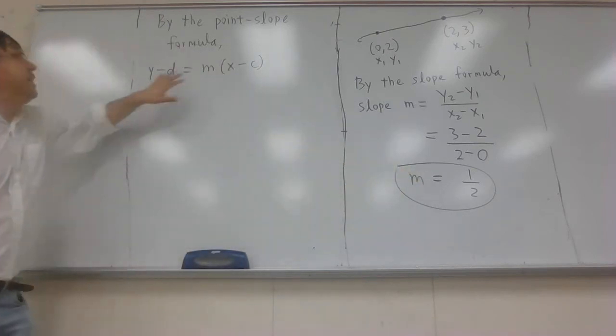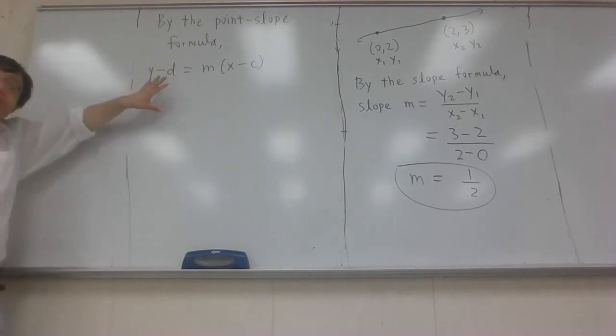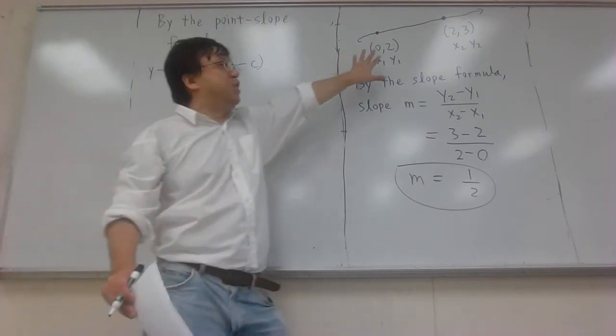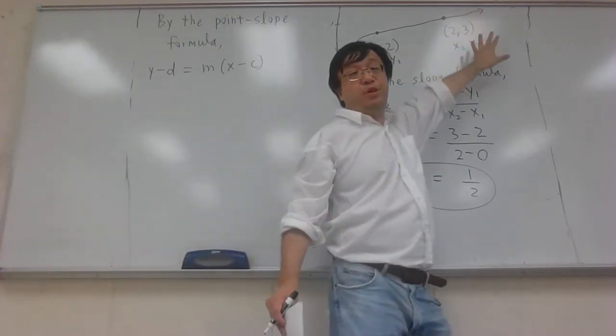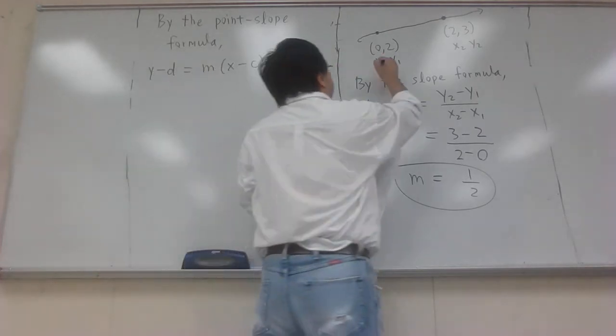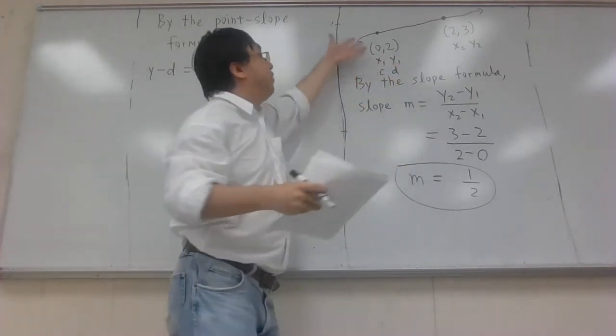And what's CD? CD is just any point on the straight line. So we can take this point to be CD, or we can take this point to be CD. We can take either one of these 2 points to be CD. Let's take this point to be CD.